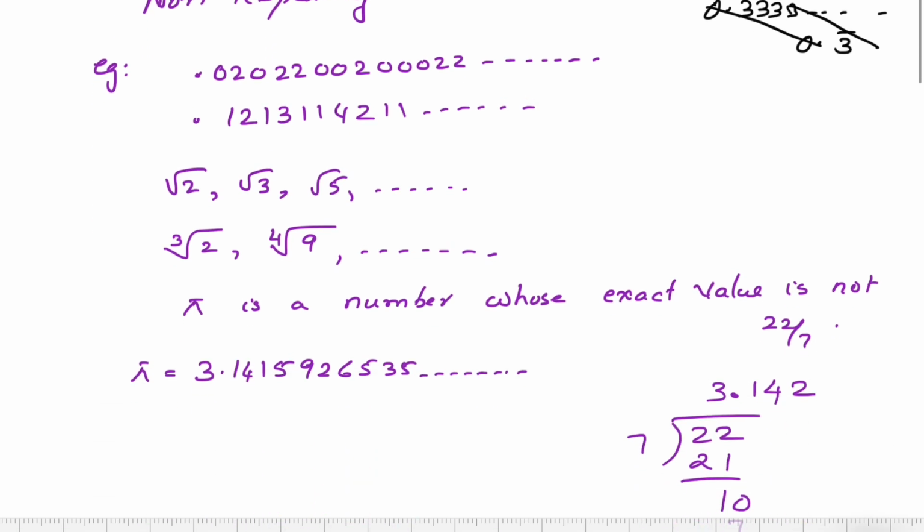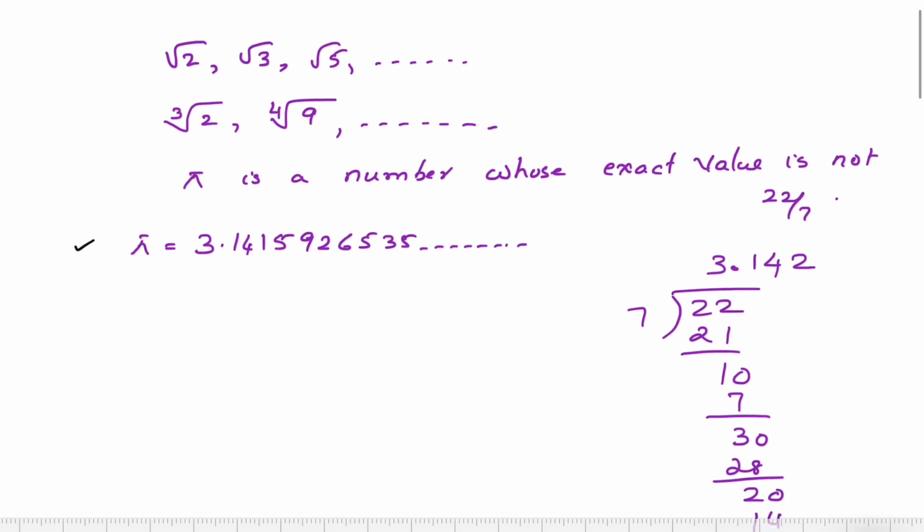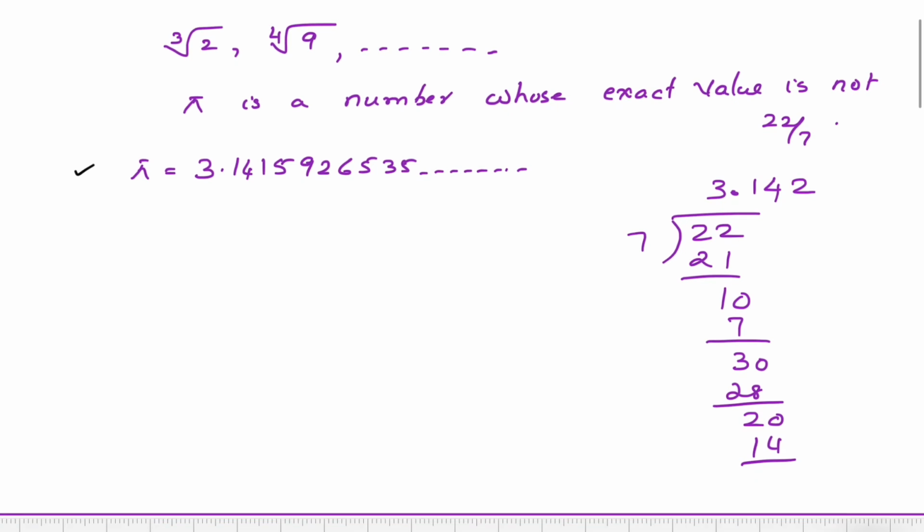Then another example is pi. Pi is an irrational number. The value of pi is 3.1415926535 and it goes on, and there is no proper order. So it is non-terminating and non-recurring, so it is an irrational number. But we generally say pi equal to 22 by 7. 22 by 7 is a rational number. If you divide 22 by 7, you will get 3.142 and so on.